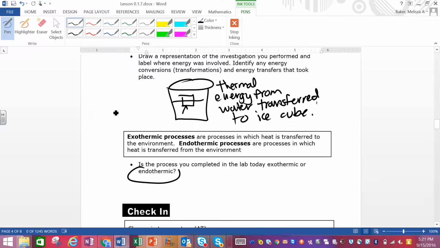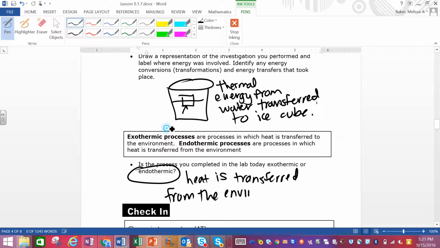The answer is it would feel cold to you because heat is transferred from the environment. In our lab, it was the warm water to the ice. And by heat, I'm going to change this. I'm going to say thermal energy. Got to get my terms down. Thermal energy.